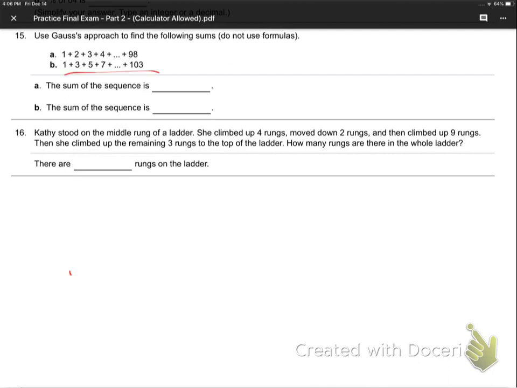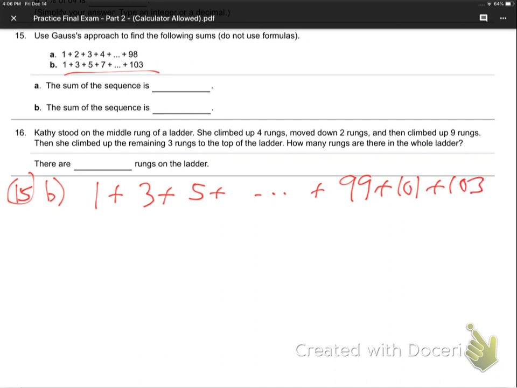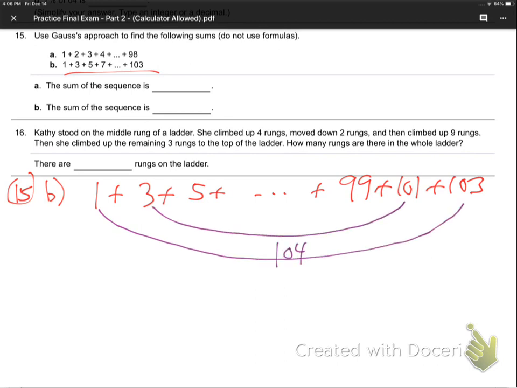Same thing, Gauss's approach. 15 part B down here. 1, 3, 5, dot, dot, dot, all the way to 103. In fact, I think maybe I'll write out those last few numbers. It would be 99, 101, 103. Okay, so same thing. Let's do the rainbows. So 1 and 103 makes 104. 3 and 101 makes 104. 5 and 99. So they all make 104, but the question is, how many 104s do we have here?